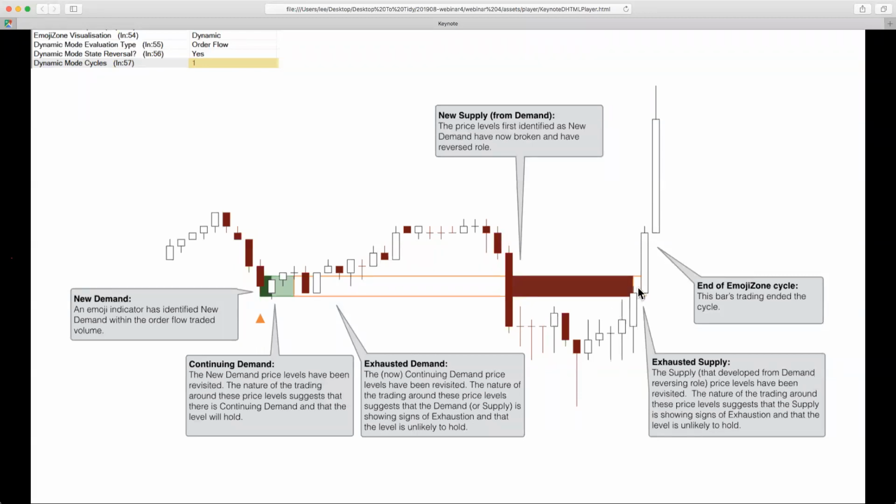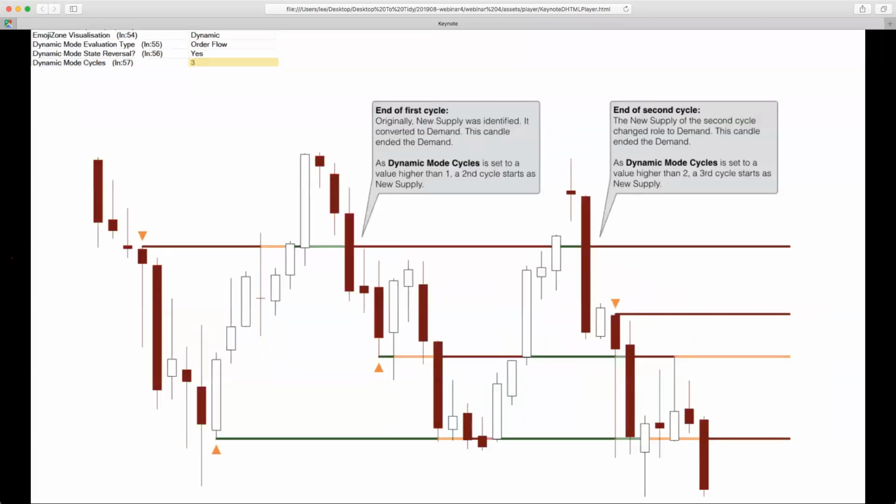Now here we went straight to exhausted supply. Levels will always move forward through the cycle, but they don't have to go to the next state. We can go straight from new to exhausted, or from new demand into new supply if we trade through it. But after we've gone through this state reversal one time, then the emoji zone finishes. So that, if you like, is the life cycle of an emoji zone through these events, and that represents one dynamic mode cycle.